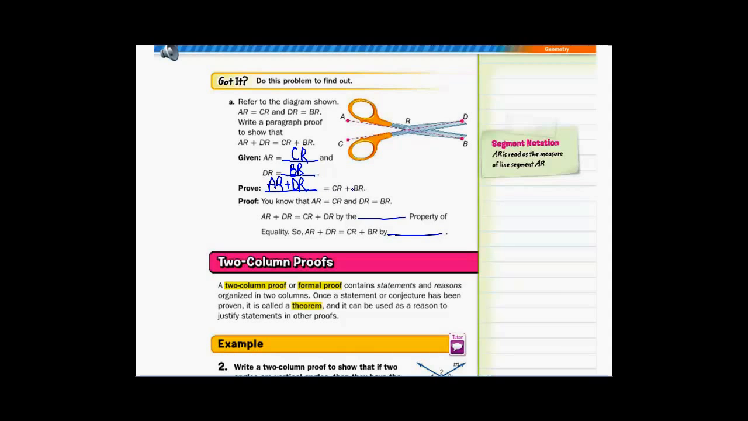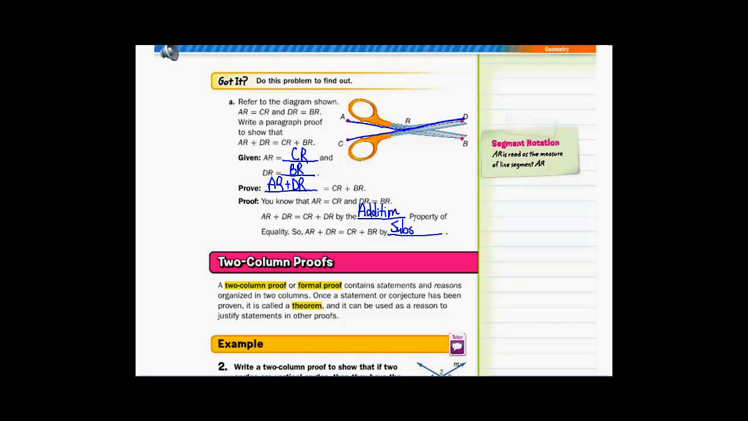So you know that AR equals CR and DR equals BR. So AR plus DR equals CR plus DR because of the addition property of equality. Addition. So AR plus DR equals CR plus BR by substitution.